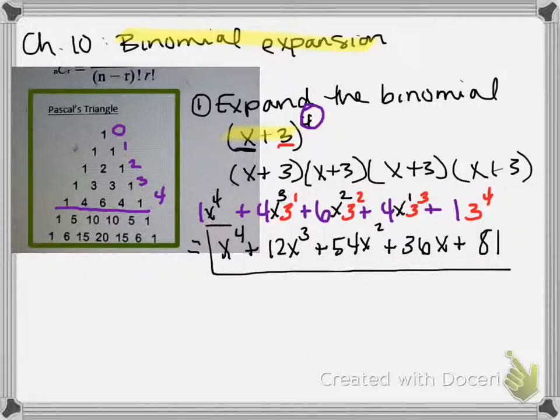So when I expand, I can use Pascal's triangle and some pattern recognition to figure out that x plus 3 to the fourth is x to the fourth plus 12x cubed plus 54x squared plus 36x plus 81.